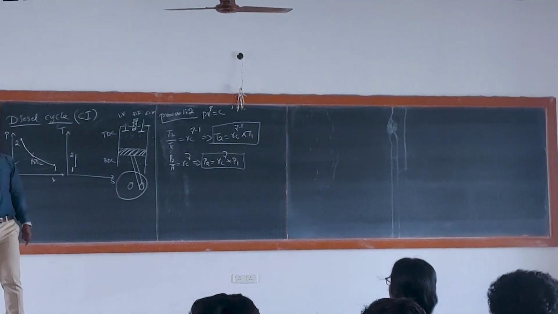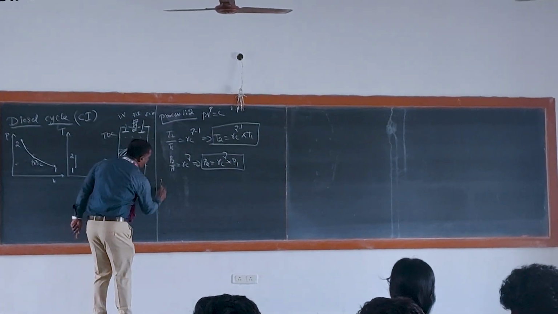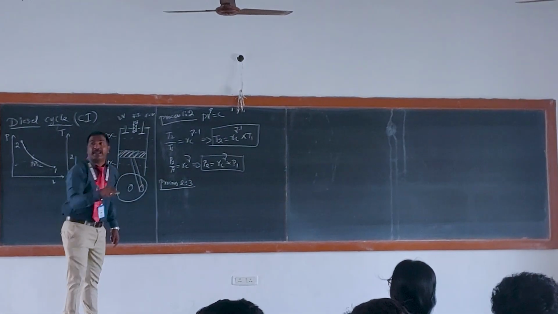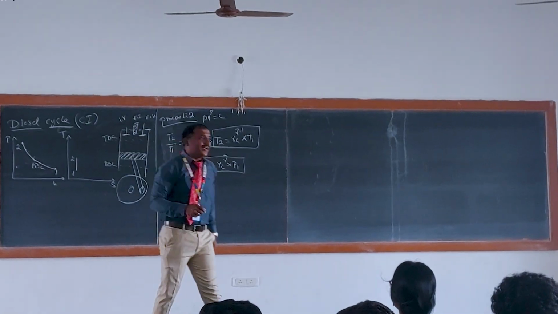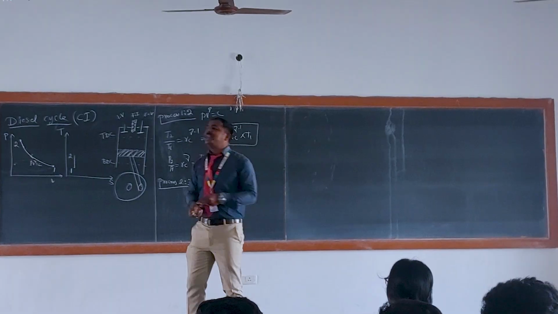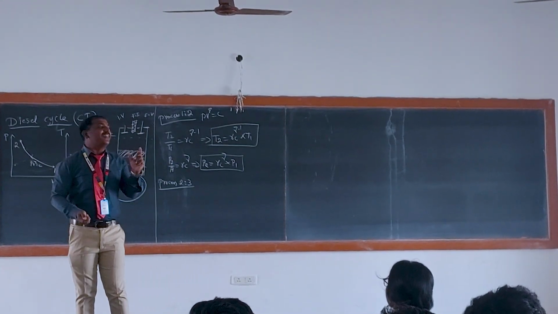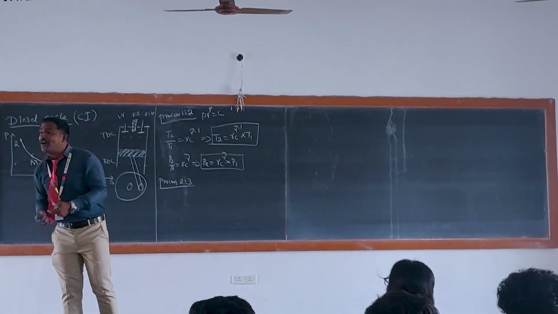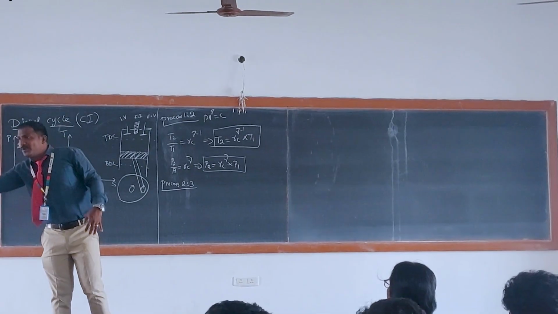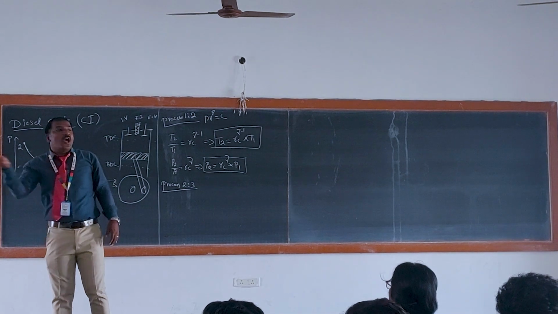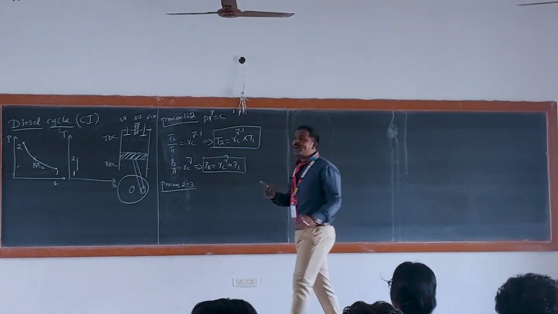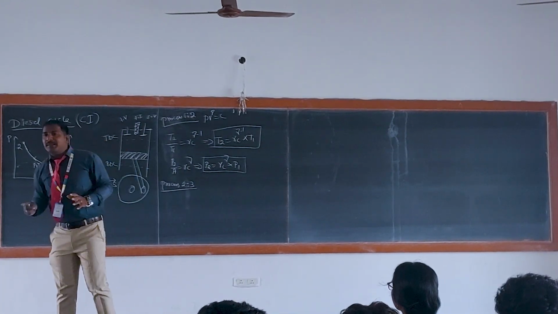Got it? Now we'll move to the process. Process 2 to 3. What is the process name here? Constant volume heat addition. That's why the Otto cycle sometimes called as a constant volume cycle, because heat addition, heat rejection, everything happens at constant volume. That's why the Otto cycle is also called as a constant volume cycle. But here it's not constant volume cycle. What cycle is this? Constant pressure cycle.